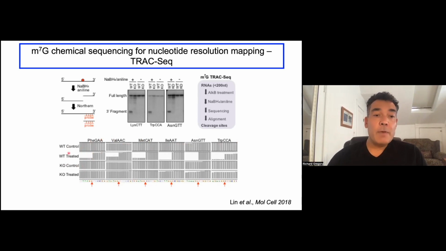And then when we treat the cells with sodium borohydride and aniline, you can see there's a discrete drop-off of reads, highlighted by these red arrows, that represents the guanosine that was specifically m7G modified. And again, as a control, you see that we do not see this drop-off of reads in the METL1 knockout cells, again, as we would expect.